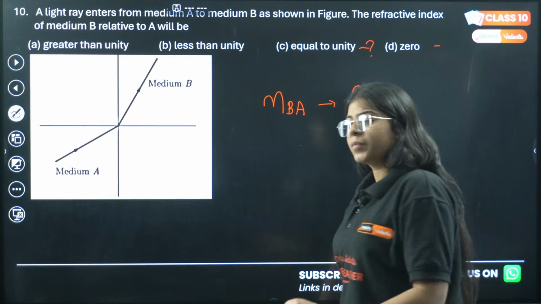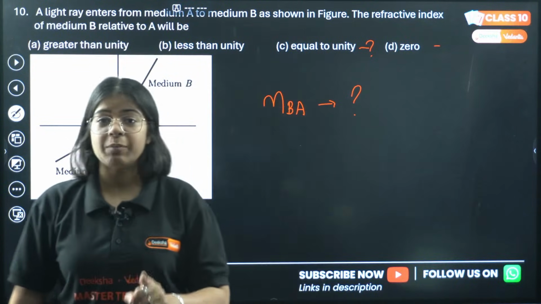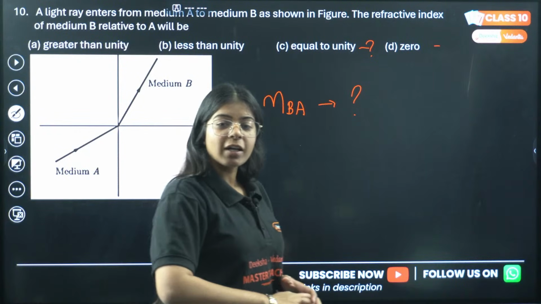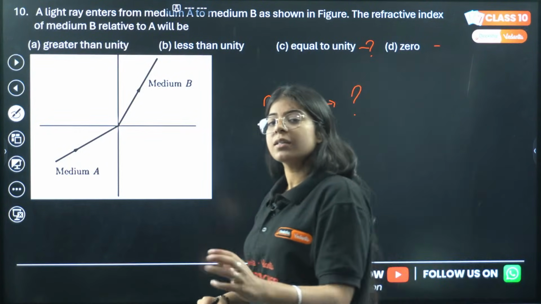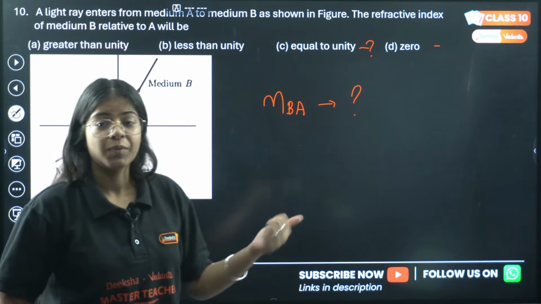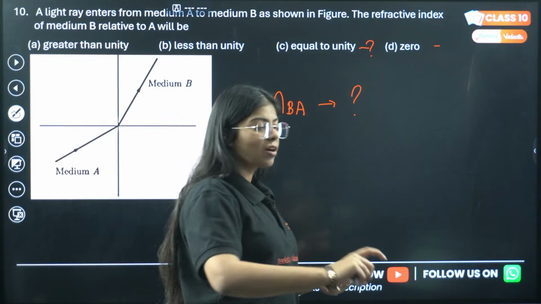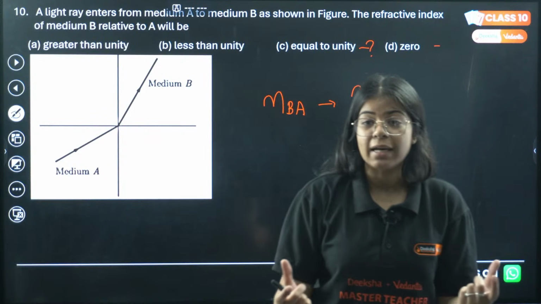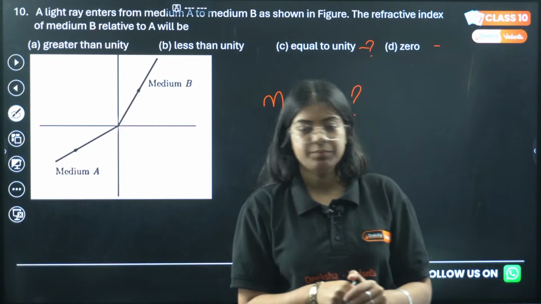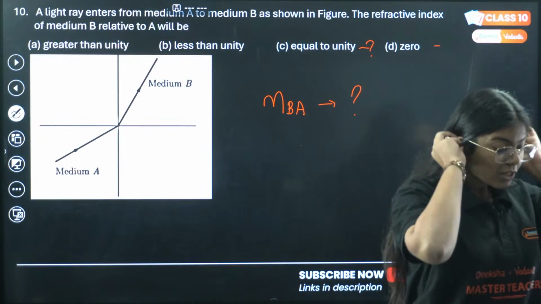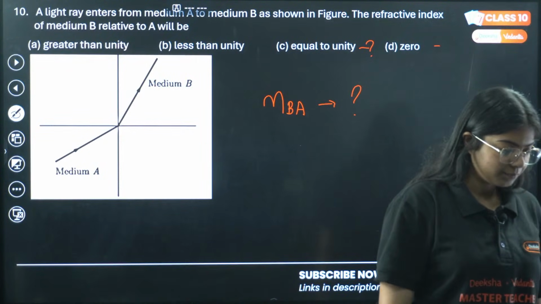Take some time. Do it carefully. That's why I asked you to keep a pen and paper with you. Take your time. Let me know what will be the answer. Will it be more than unity? This is a previous year question, I guess. Will the refractive index of B with respect to A be more than unity, less than unity, equal to unity or 0? Piyush is saying less than unity.